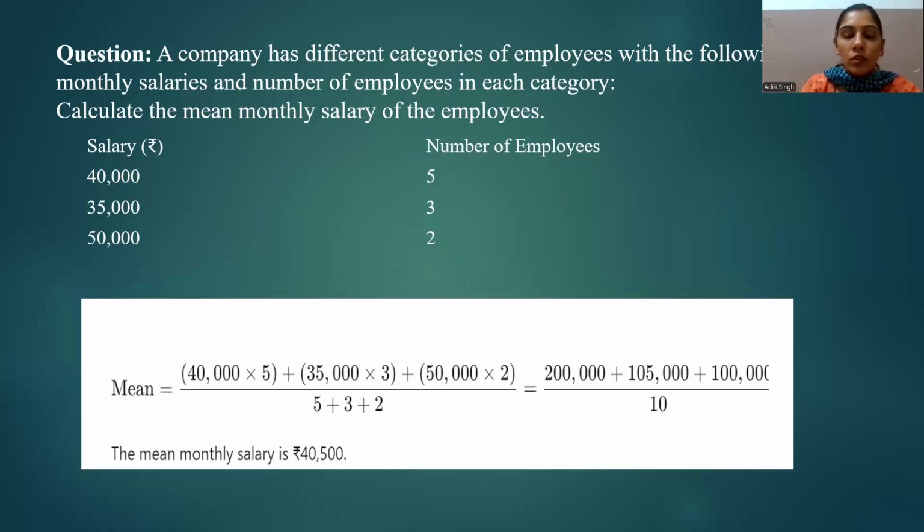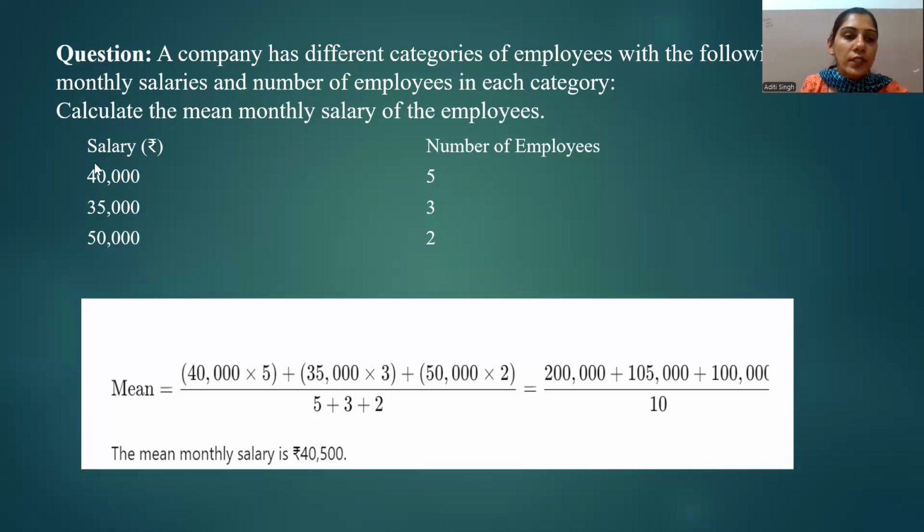As you can see on your screen, the first question is: a company has different categories of employees with the following monthly salary and number of employees in each category. So basically, we have two terms: monthly salary and number of employees. These are two variables. On the basis of both these categories, we have to calculate the mean monthly salary of the employees.